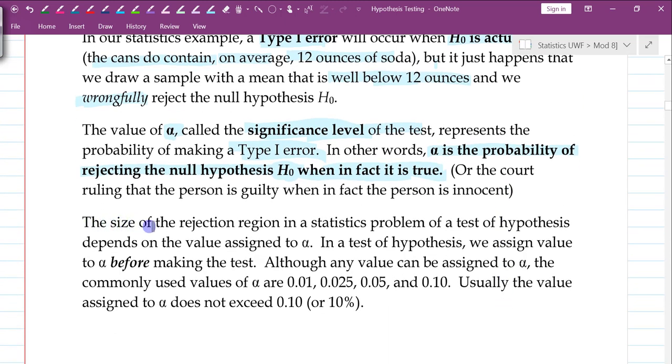The size of the rejection region in a statistics problem of a test of a hypothesis depends on the value assigned to alpha. In a test of hypothesis, we assign values to alpha before making a test. Extremely important. This is always done before. Although any value can be assigned to alpha, the commonly used values of alpha are 0.01, 0.025, 0.05, and 0.1. Usually the value assigned to alpha does not exceed 0.1 or 10%.